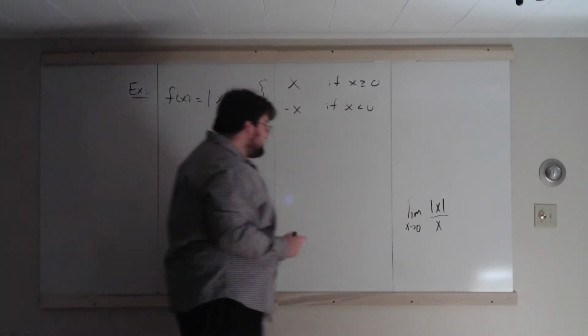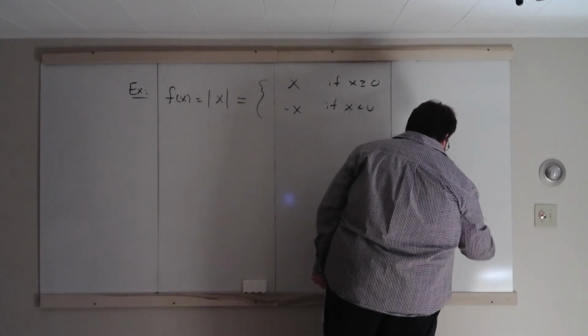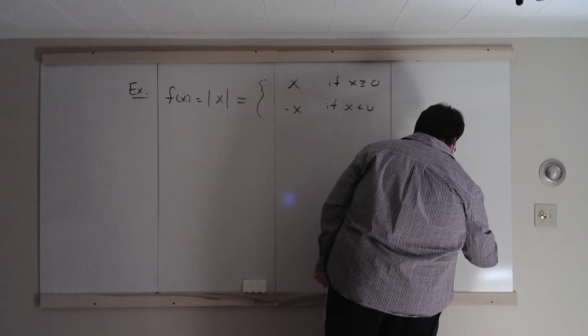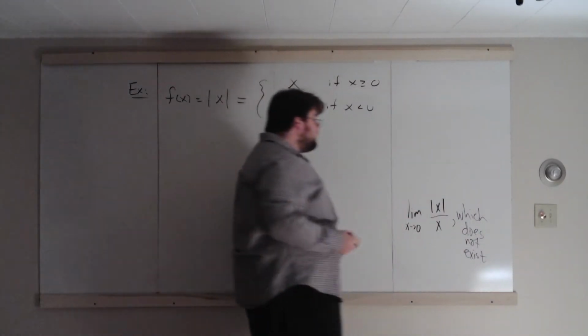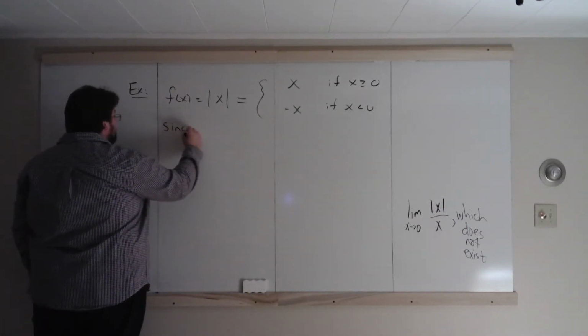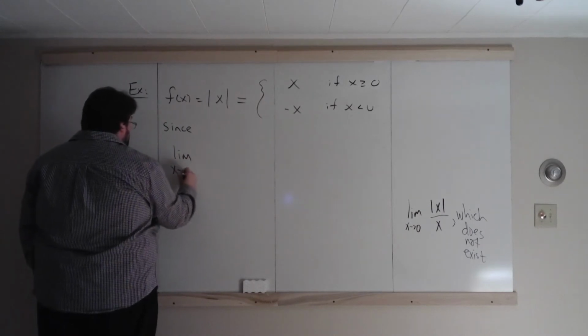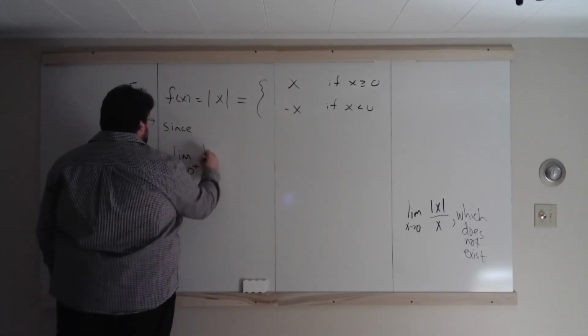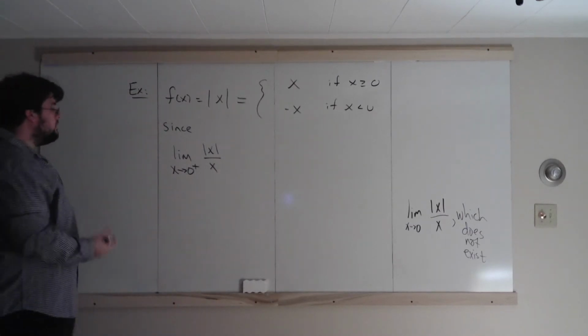So maybe I'll say which does not exist by the work we're about to do. So which does not exist since the limit as x approaches 0 from the right of absolute value of x over x does not equal the limit as x approaches 0 from the left of absolute value of x over x. We're going to show that the limit on the right does not equal the limit on the left.